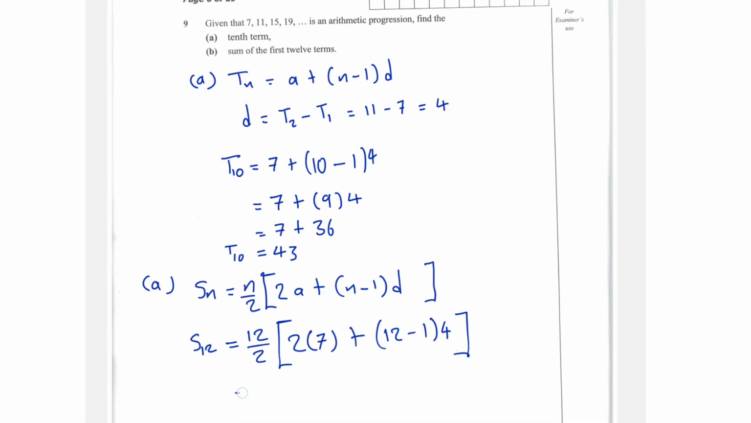All right, so 12 divided by 2, you get 6. And then 2 multiplied by 7, you get 14. And then plus 12 minus 1, what you get is 11. And then multiply it by 4.